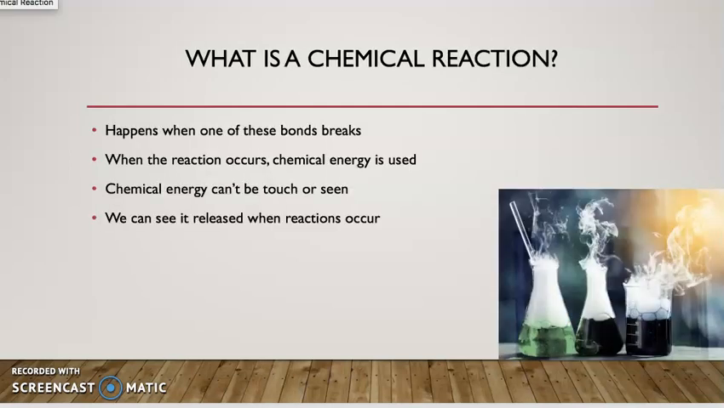What is a chemical reaction? When one of these bonds breaks, a chemical reaction occurs and chemical energy is used. The bond is released and is either reused in forming new bonds with other atoms or enters the surrounding atmosphere as heat. You can't see chemical energy or touch it, but you can see it released when reactions occur.